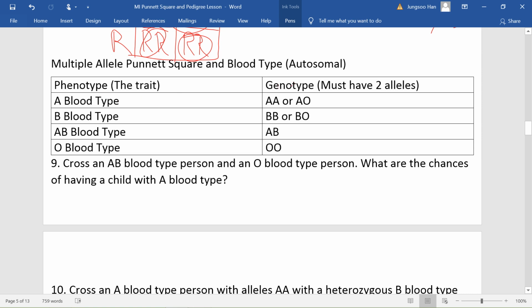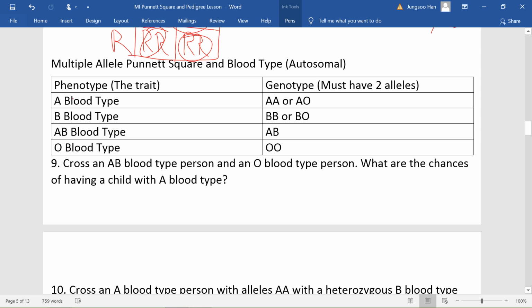The genotypes that create that A blood trait, genotype meaning the alleles, are AA or AO. For B blood type, you can have the genotype BB or BO. For AB blood type, you have to have the A and B alleles. And for O blood type, OO alleles are the only thing that create O blood type.